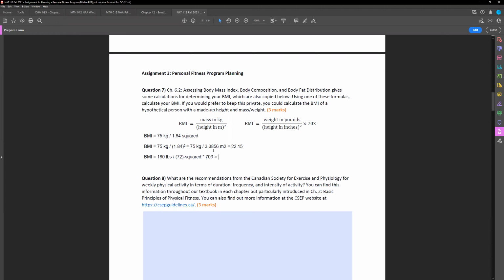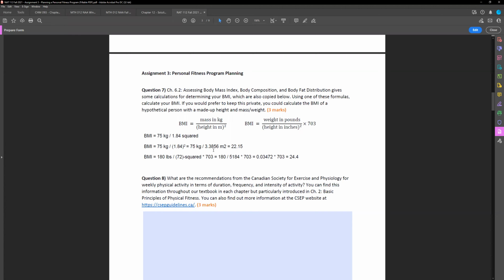I go over the reason for that in the videos. It's because when we convert units, all the conversions equal this number 703. It's not a magic number. It's the unit conversions. So that equals 180 divided by, well, what's 72 squared? 72 squared is 5184 times 703. 180 divided by 5184 is 0.03472 times 703 is 24.4. So I use two different sets of measurements here, but you just need to use the one that you're familiar with, and you can go and verify it with an online BMI calculator.